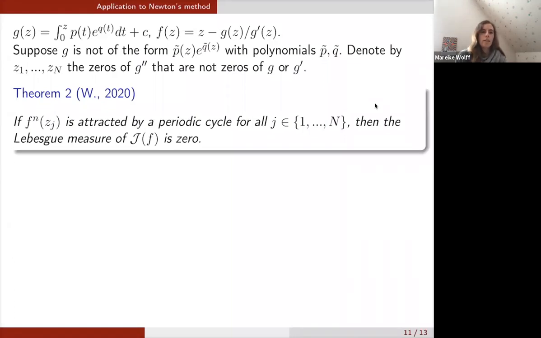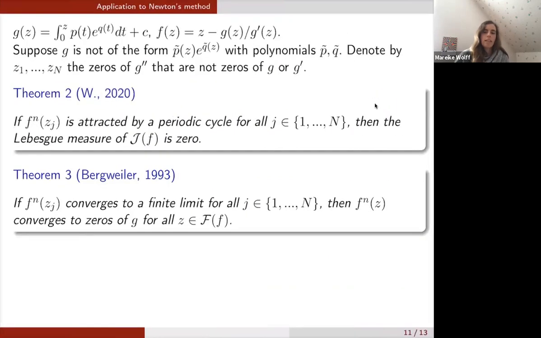And then we denote by z1 up to zn the zeros of g2 prime, which are not zeros of g or g prime. So the critical values of f which are not super attracting fixed points. And then we suppose that f^n of zj is attracted by a periodic cycle for all j. That is, there is some periodic cycle such that the distance of f^n of zj to the cycle tends to 0 as n tends to infinity. And then we can show that the Lebesgue measure of the Julia set is 0.